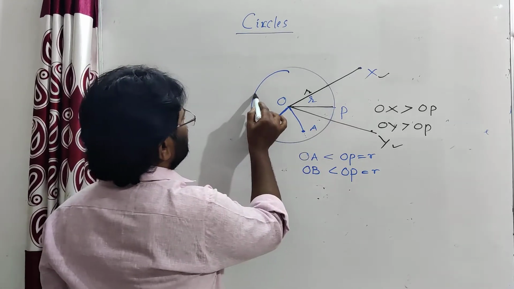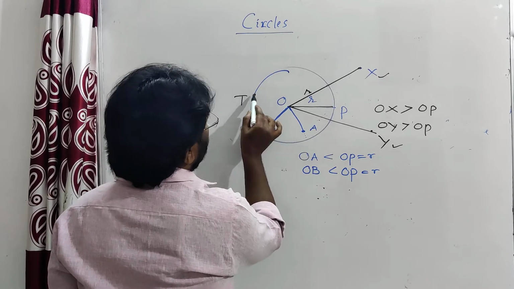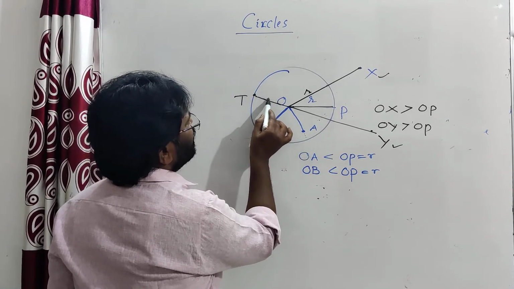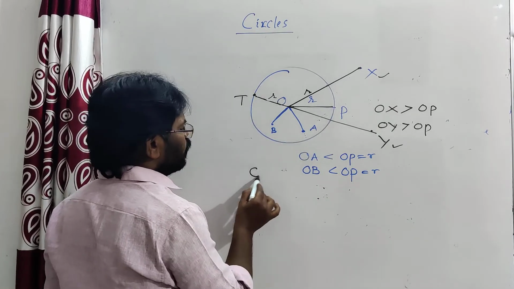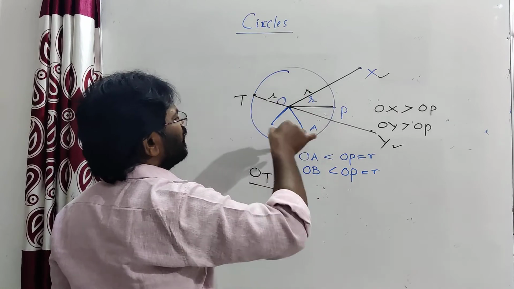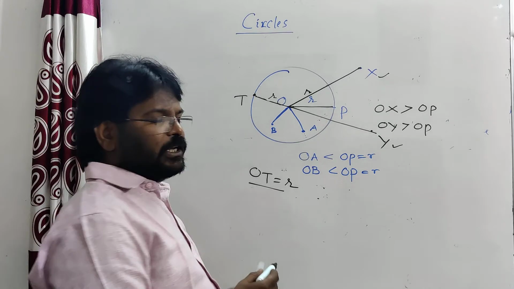Suppose I am taking a point P on the circle. Join the center to any point on the circle. This is nothing but the radius. So OT is equal to R. So T must lie on the circle. That is the definition.